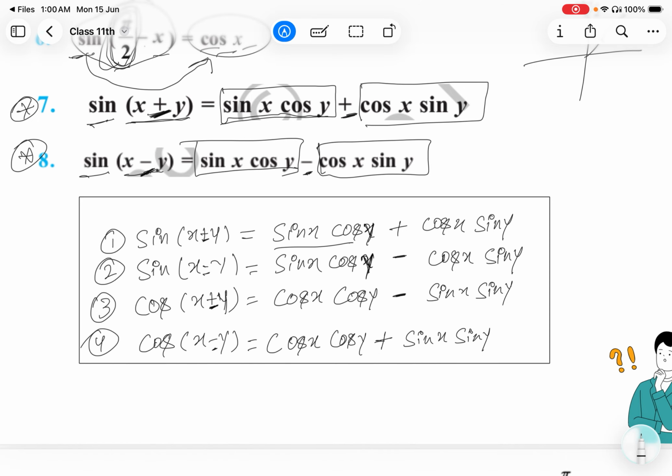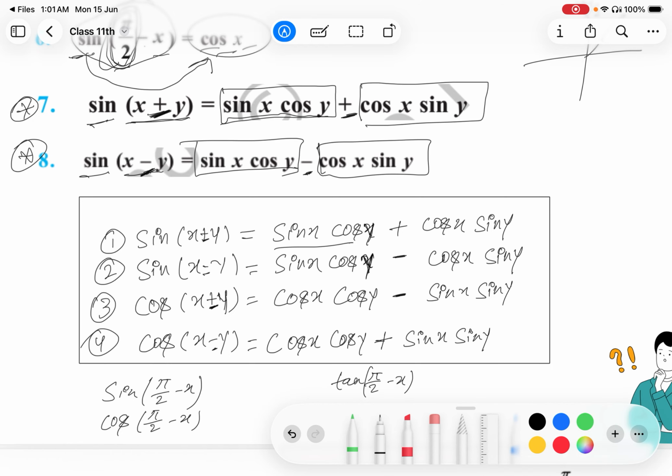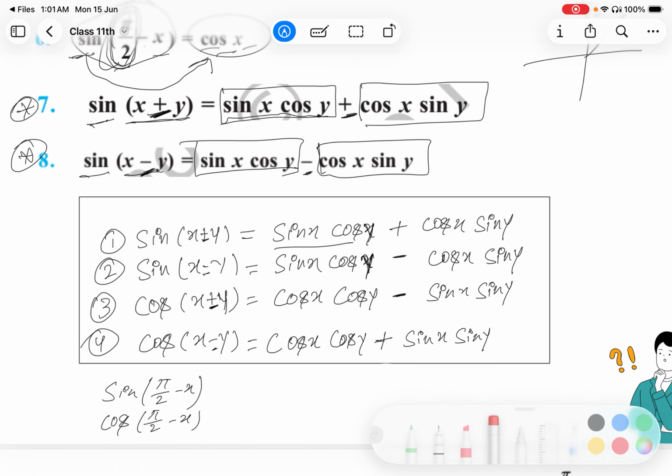And the other one is sine(pi/2 - x). Because we have sine and cos, no need for tan, I think. If we know the value of sine and cos, then we will find cosec, sec, and cot, right?